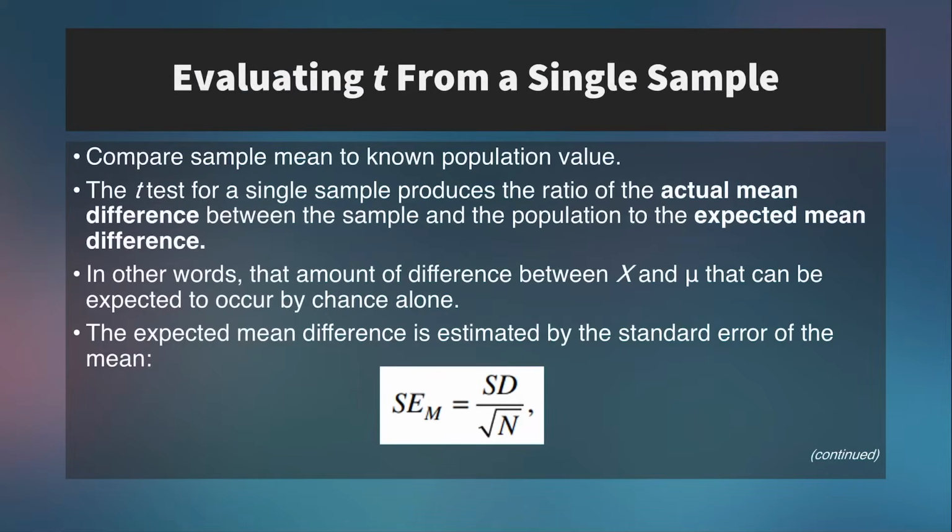Now let's go through each of these in turn with examples. So to evaluate a t-statistic from a single sample, this is comparing a sample mean to a known population mean.